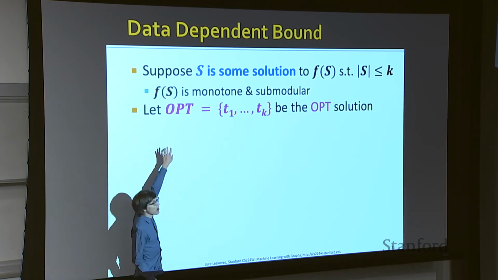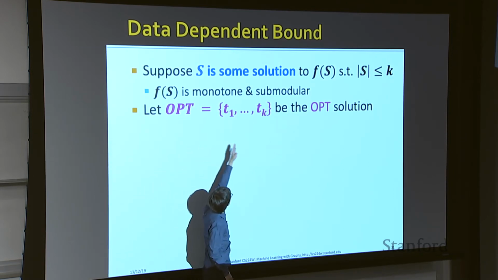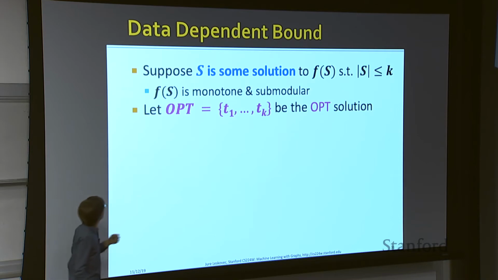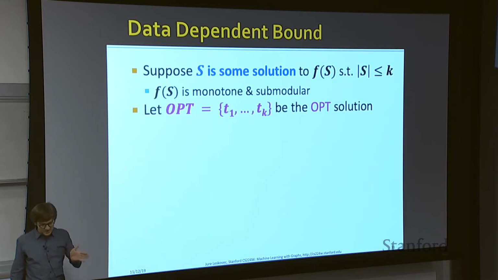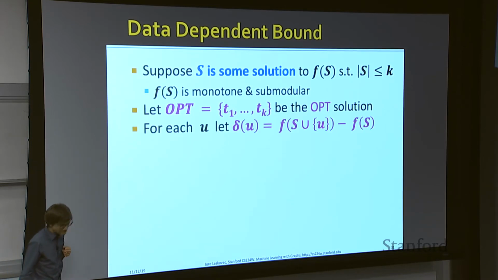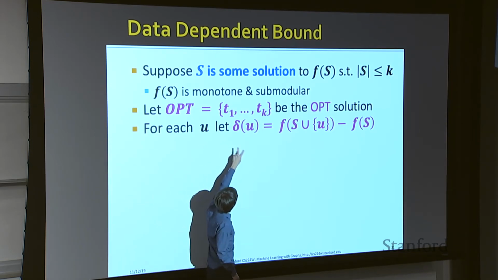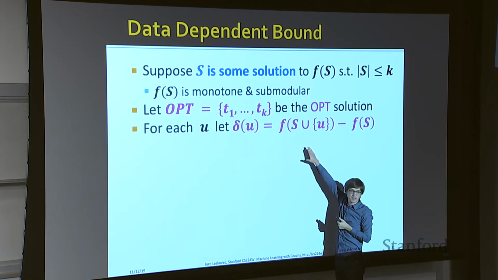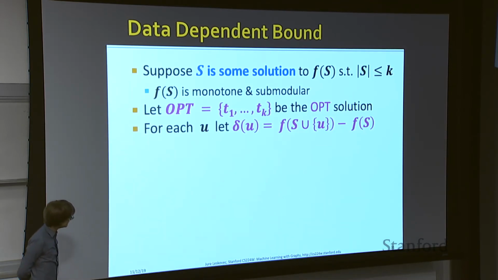And let's say that I have this optimal solution, where I will denote the sensors by T1 to Tk. So these are the k optimal sensors to place. Finding this optimal solution is NP-hard, but let's say we know it, and sensors T1 to Tk are part of it. Then let delta of U be the marginal benefit of U with respect to the placement S.